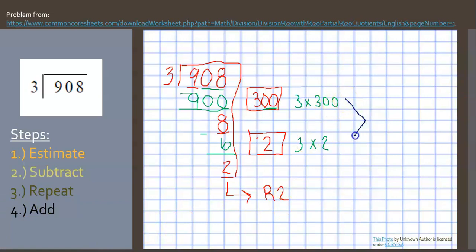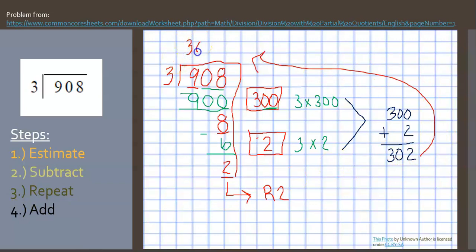So I'm adding the answers from my boxes. So that's 300 plus 2. So I get 302. But 302 is not my answer. Remember, I have to have my remainder. So I put my answer over here, which is going to be 302 with the remainder of 2. I can't forget that extra 2. That's part of my answer. So 302 with the remainder of 2 is my answer.